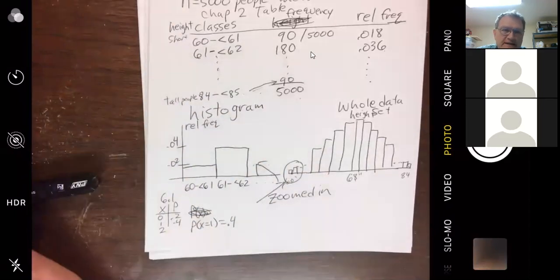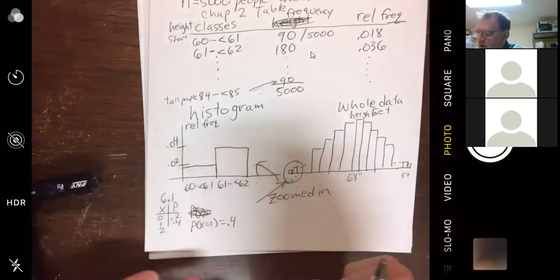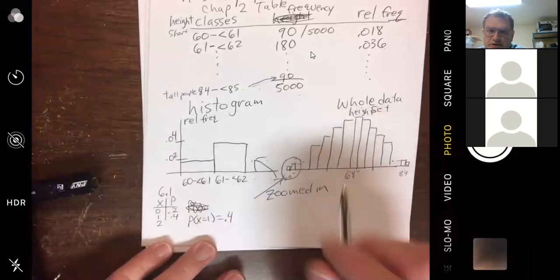Ah, we have another participant. Very good. Appreciate you coming out tonight. Mr. Augustine, yeah, we're doing continuous distributions here.